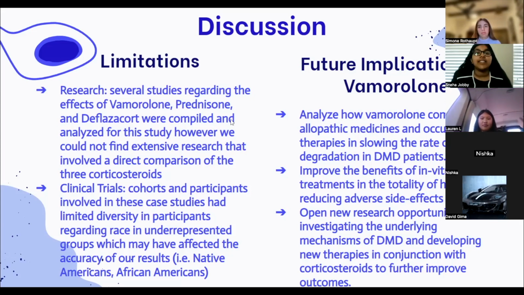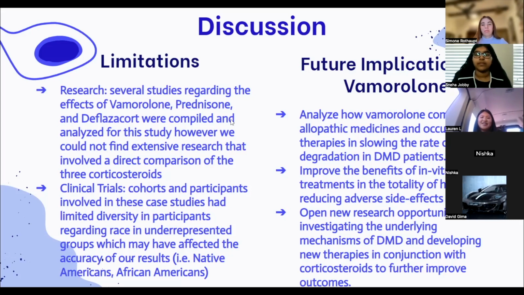Generally, our findings did align with the findings of other researchers, showing that vamorolone typically had similar rates of slowing down the progression of Duchenne muscular dystrophy as other corticosteroids, but did so with less severe side effects.